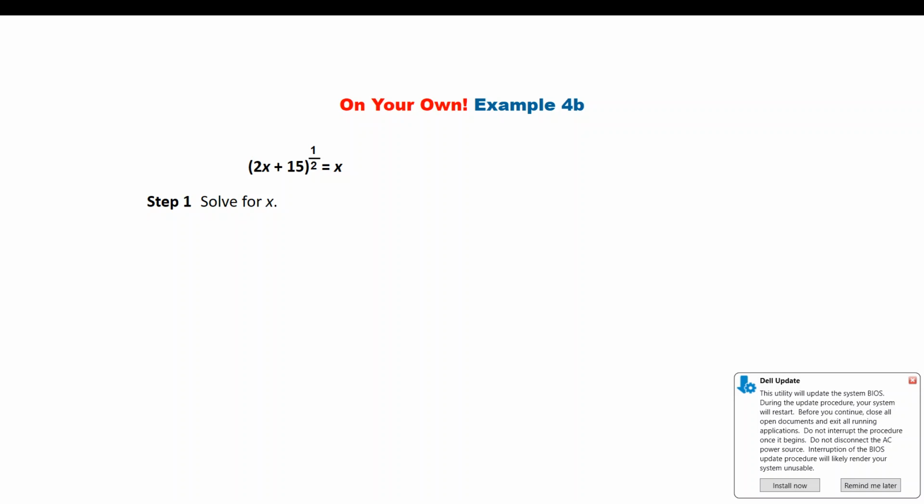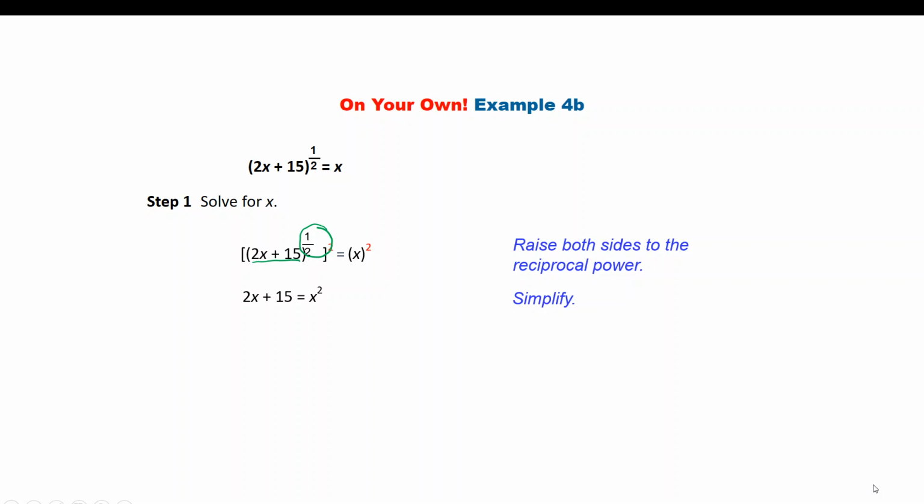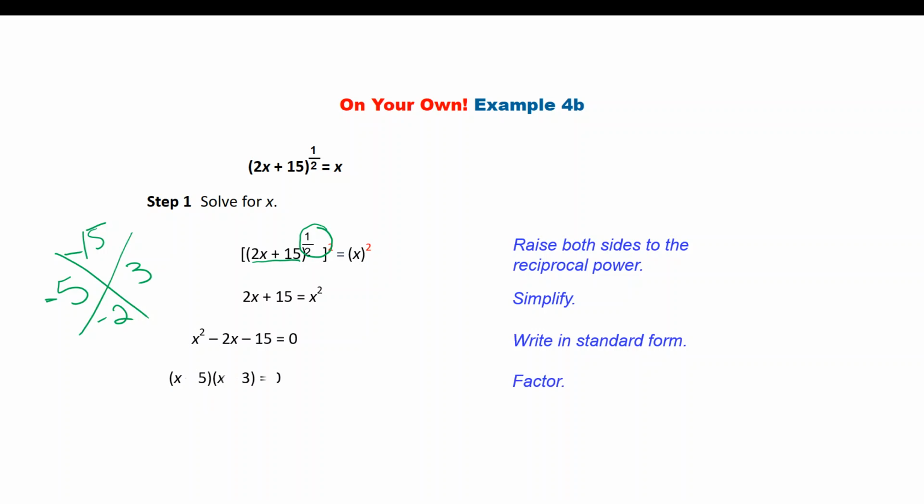Okay, again, on this one, we want to first of all raise both sides to the reciprocal power. And what that's going to do for us, when I multiply 1/2 times 2, I actually get 1. So this is just going to be the same, and then I'll have an x squared on the other side. So 2x plus 15 equals x squared. When we write it in standard form, now all we have to do is find two numbers that multiply together to get -15 and add together to get -2. Now that's going to be a 5 and 3, so let's put our negative there. So we end up with x minus 5 times x plus 3. And solving for x, we see that x equals 5 or x equals -3.